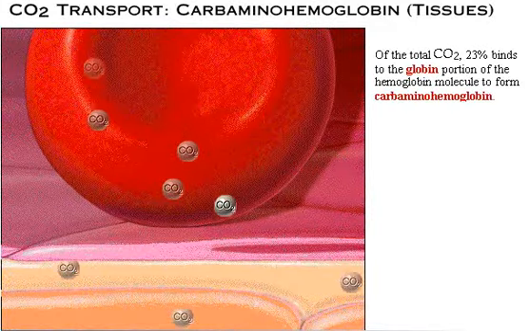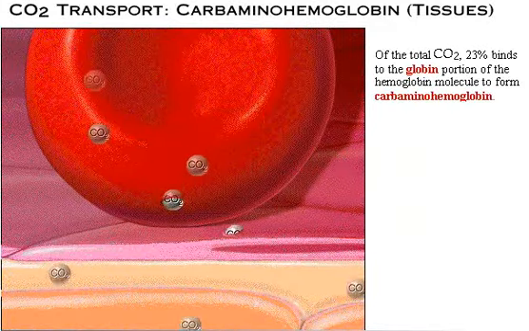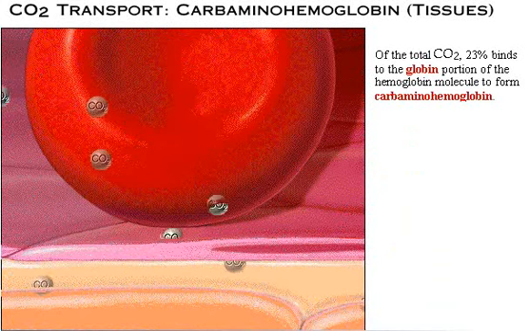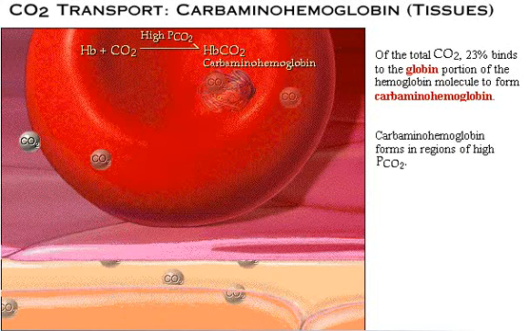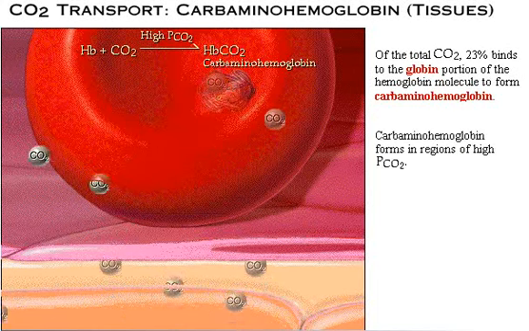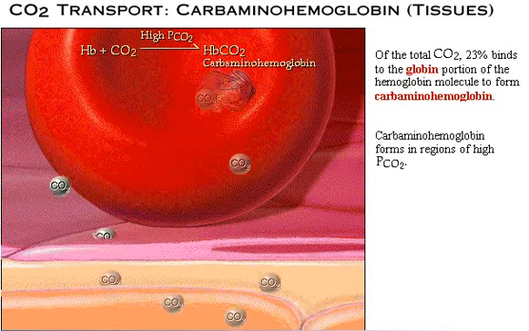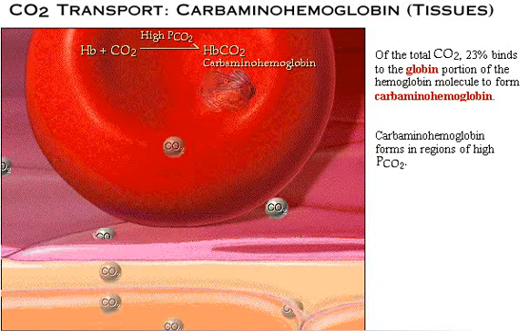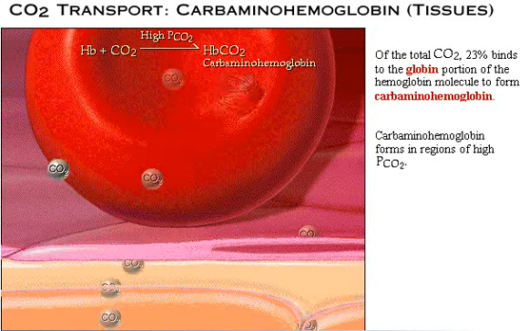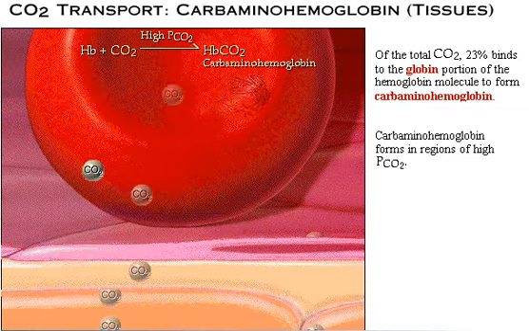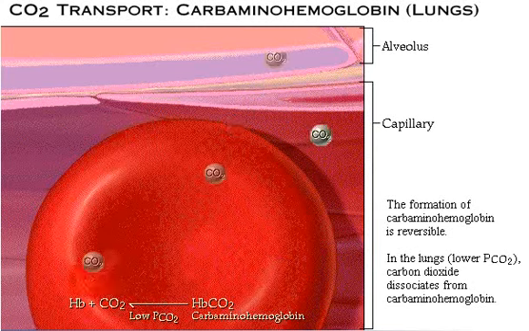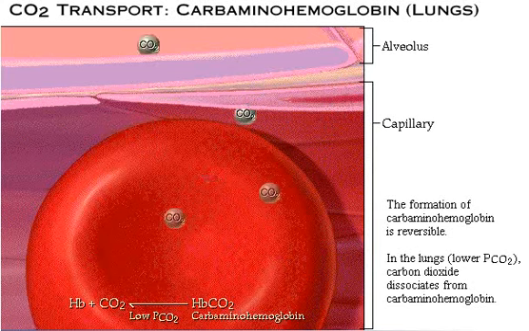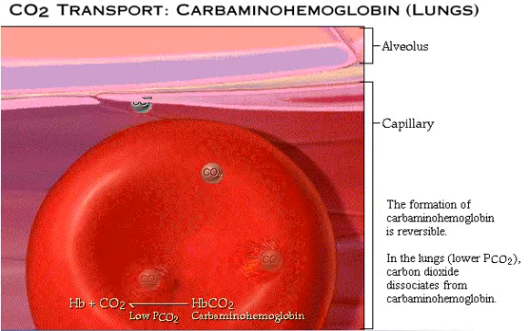Of the total carbon dioxide in the blood, 23% binds to the globin portion of the hemoglobin molecule to form carbaminohemoglobin, as written in this equation. Carbaminohemoglobin forms in regions of high PCO2 as blood flows through the systemic capillaries in the tissues. The formation of carbaminohemoglobin is reversible. In the lungs, which have a lower PCO2, carbon dioxide dissociates from carbaminohemoglobin, diffuses into the alveoli, and is exhaled.